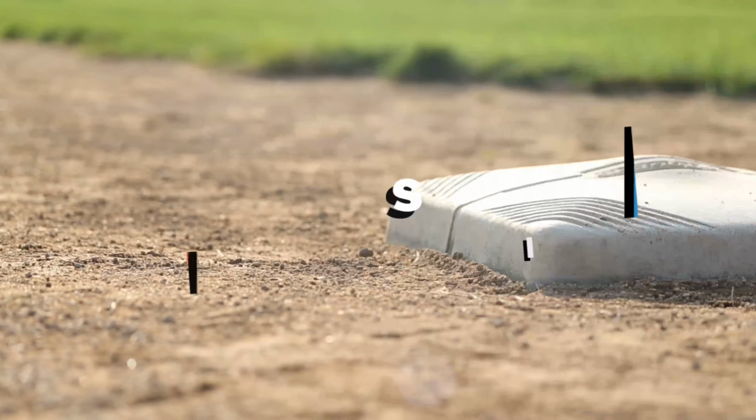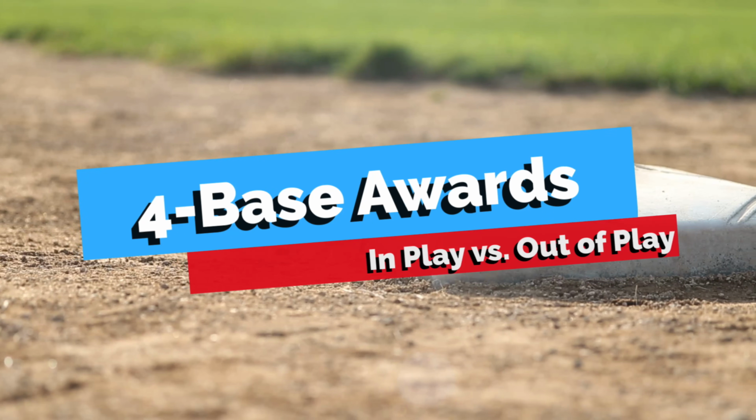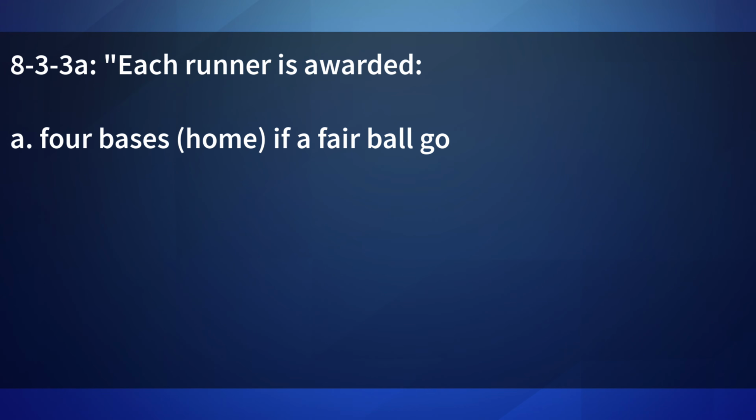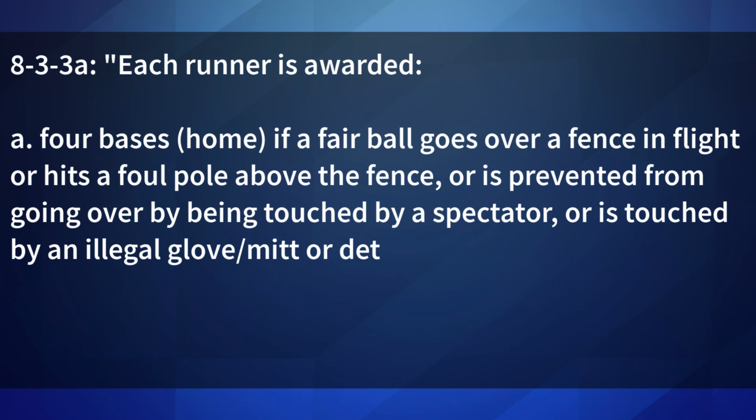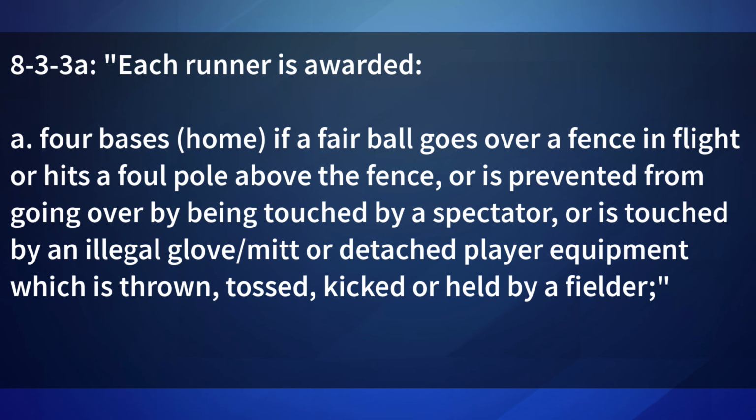Now, let's circle back to home runs. First, these are covered in Rule 8-3-3A. Each runner is awarded 4 bases, home, if a fair ball goes over a fence in flight or hits a foul pole above the fence, or is prevented from going over by being touched by a spectator, or is touched by an illegal glove, mitt, or detached player equipment which is thrown, tossed, kicked, or held by a fielder.